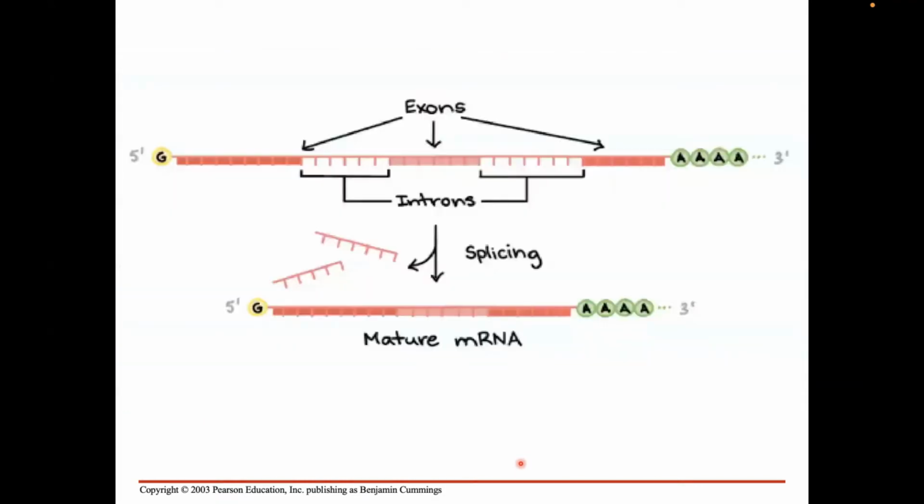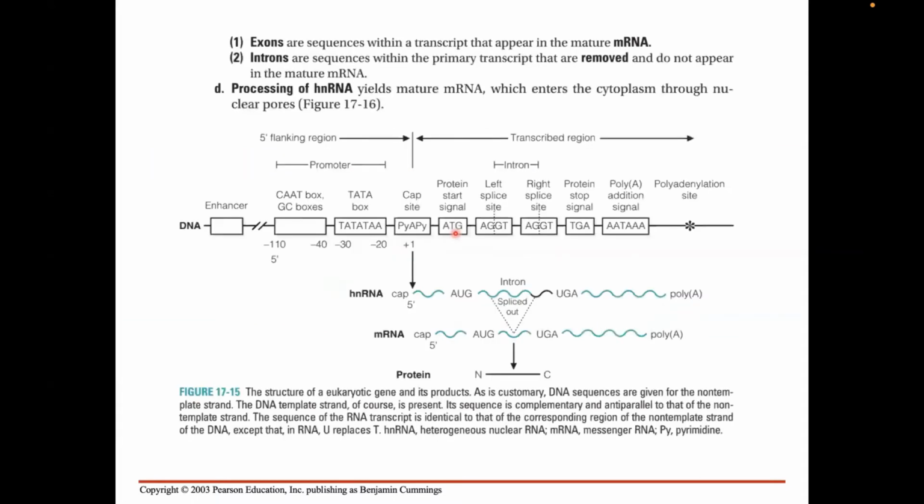So, meron tayong tinatawag na exons and introns. So, ano po bang difference nitong dalawang to? Exons are sequences within transcripts that appear in mature mRNA. Again, itong mga exons na to from the 5' up until the 3' end, these are sequences within transcripts that appear in mature mRNA. Meanwhile, your introns are sequences within primary transcripts that are removed and do not appear in the mature mRNA. Again, pag hindi na nag-a-appear sa ating matured mRNA, that is what we call our introns. So, ito lang ang ating description.